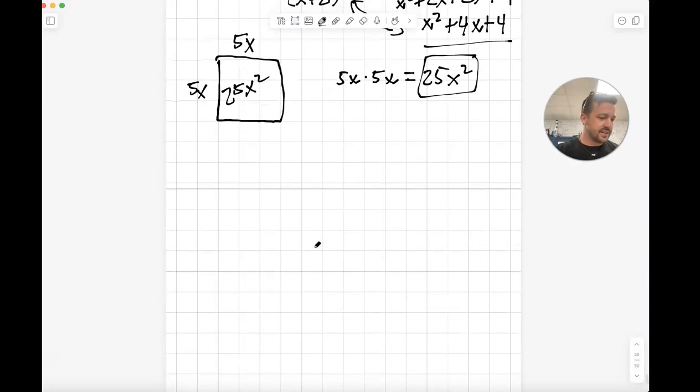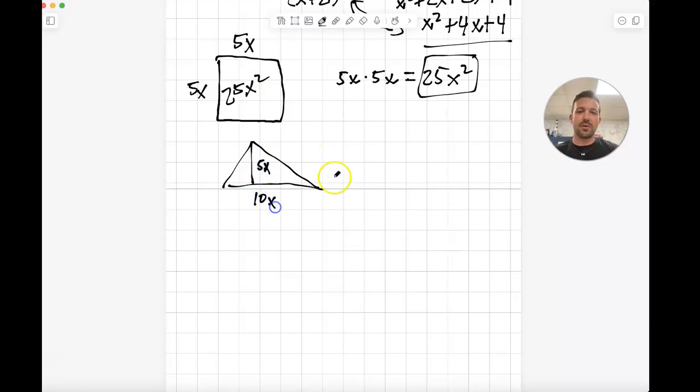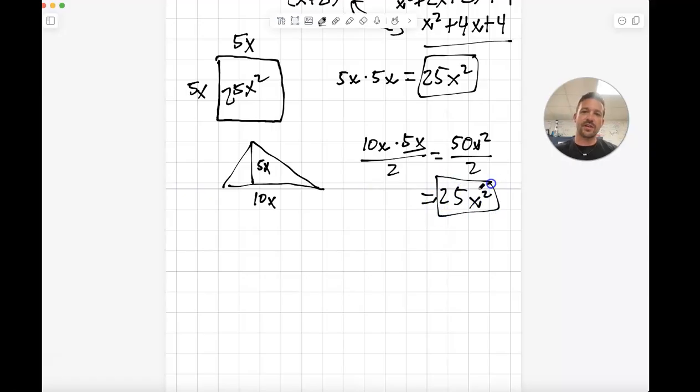Okay. Let's see what else we can do here. And remember, don't forget about triangles. If they give you a triangle, let's say the height is 5x and the base is 10x. Remember, you can do the base times the height divided by 2, right? And that would be 10x times 5x, which is 50x squared, divided by 2. That comes out to 25x squared. That would be the area of the triangle. So it's the same idea, you just divide it by 2.